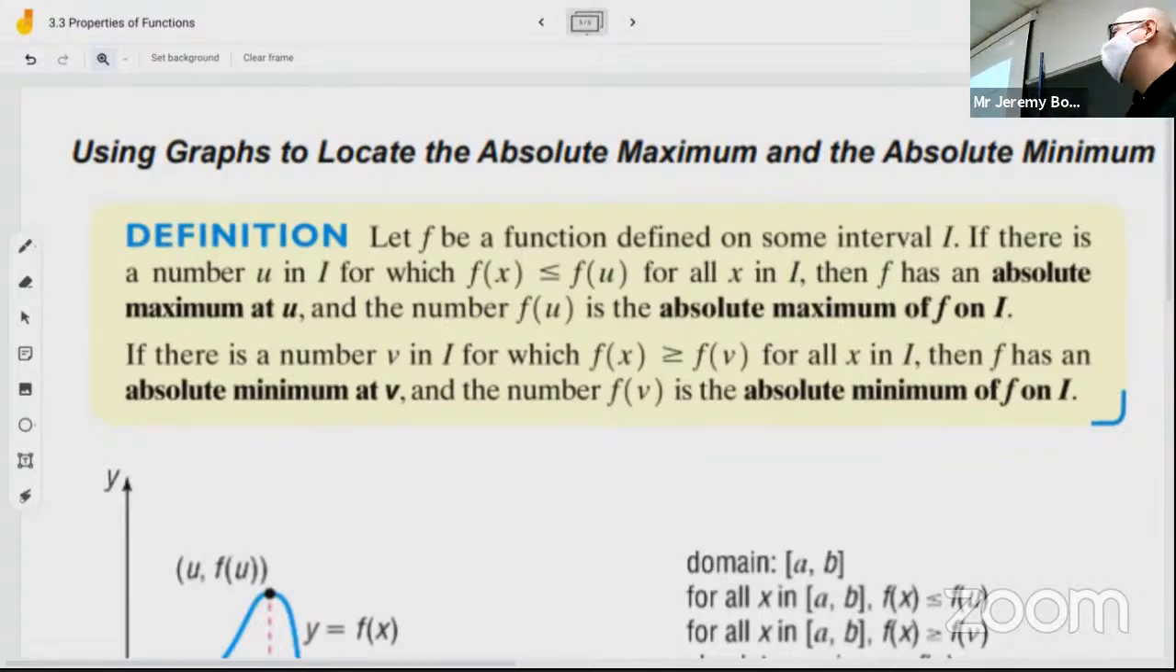So you're basically looking for the same thing. Local min, we were looking for a low point, but for absolute min, we're looking for the lowest point, the absolute lowest point on the graph. Local max, we're looking for a high point. Absolute maximum, we're looking for the highest point, the absolute highest point. Okay.